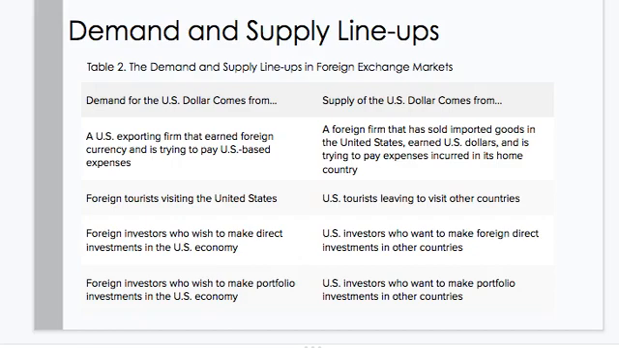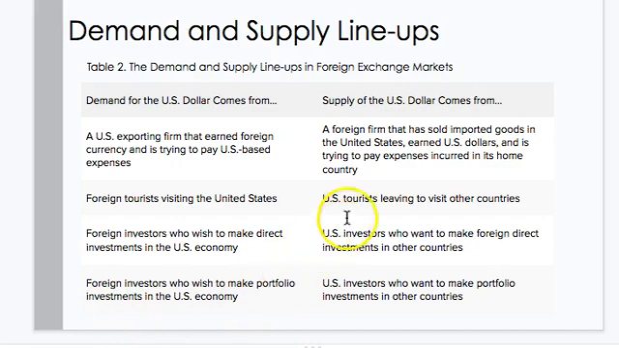Demand and supply lineups. The demand and supply lineups in the foreign exchange markets. Demand for U.S. dollars comes from a U.S. exporting firm that earned foreign currency and is trying to pay U.S.-based expenses, foreign tourists visiting the United States, foreign investors who wish to make direct foreign investments in the U.S. economy, and foreign investors who wish to make portfolio investments in the U.S. economy.